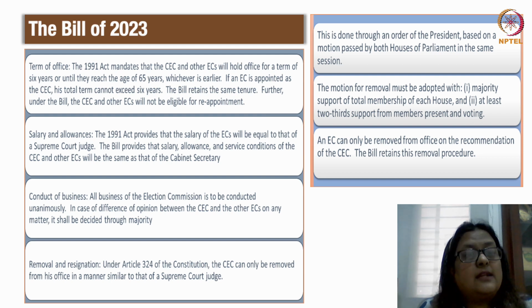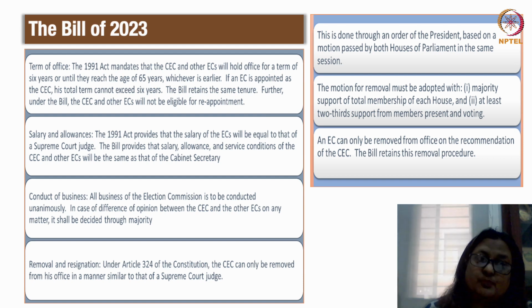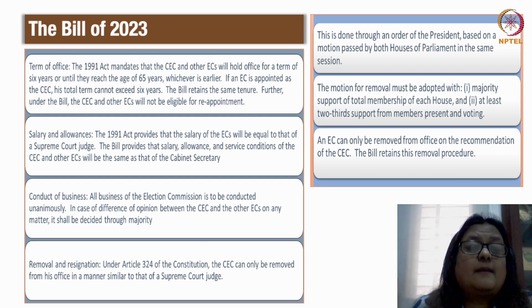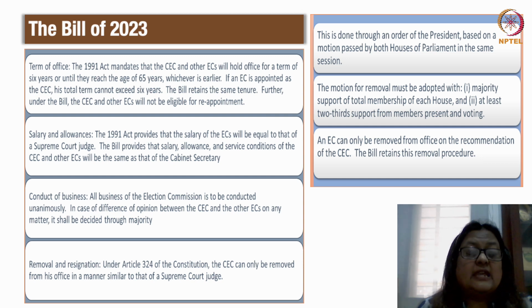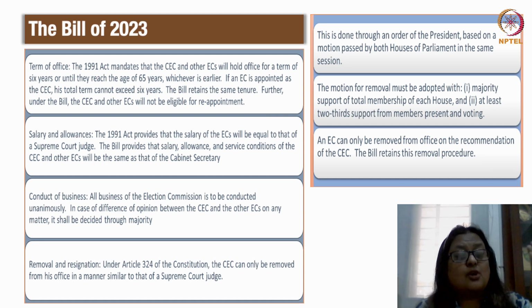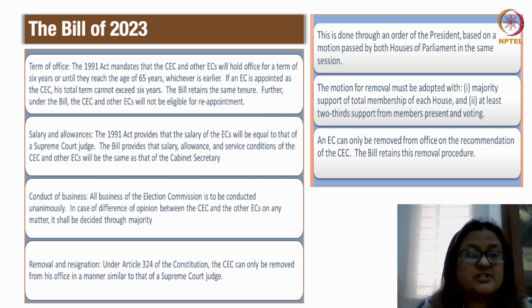Now, regarding salaries and allowances, the 1991 Act provides that the salary and allowances of the election commissioners will be equal to that of a Supreme Court judge. Now, this was a major consideration in the bill, stating that the salary, allowance and service conditions of the election commissioners will be the same as that of a cabinet secretary. In the sense, the objectives and reasons of the bill state that the office of the election commissioner is not equivalent to that of a Supreme Court judge, but is equivalent to that of a cabinet secretary.